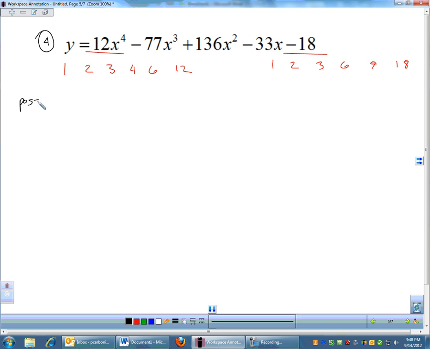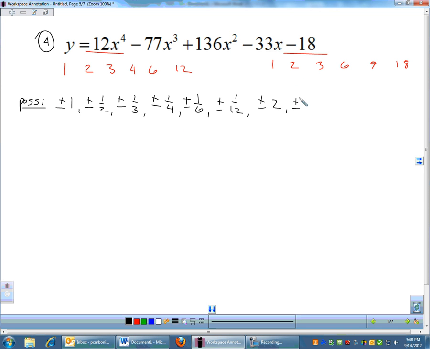My possibilities, we're going to start with 1 over each one of those. So it's going to be plus or minus 1 over 1, plus or minus 1 over 2, plus or minus 1 over 3, plus or minus 1 over 4, plus or minus 1 over 6, plus or minus 1 over 12. Nope, not 1 over 5. And now I'm done with the 1, now to the 2: plus or minus 2 over 1, plus or minus 2 over 2, which is 1.